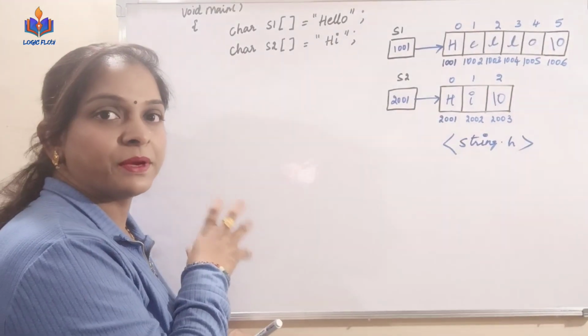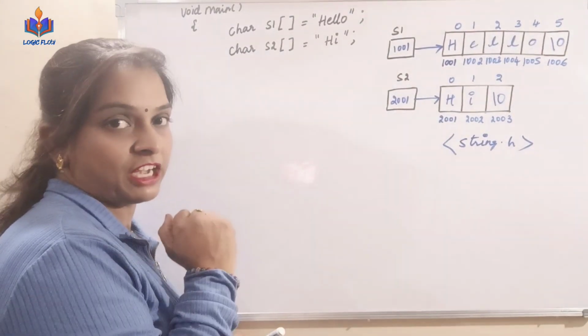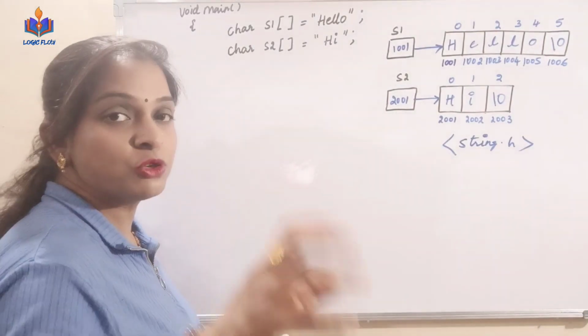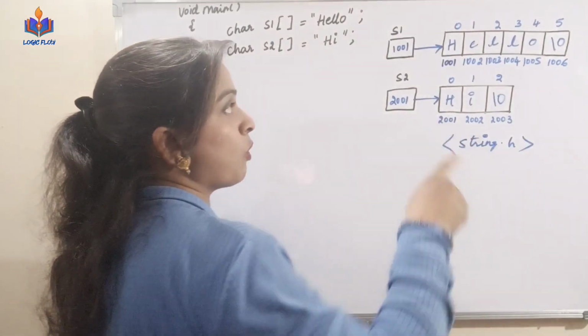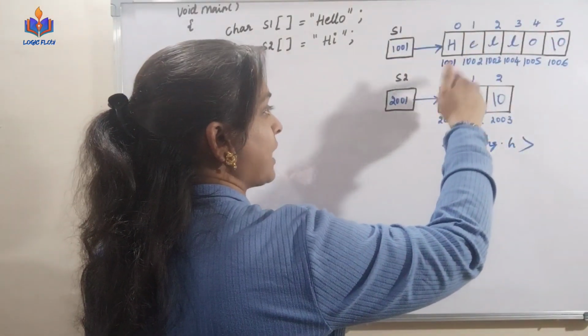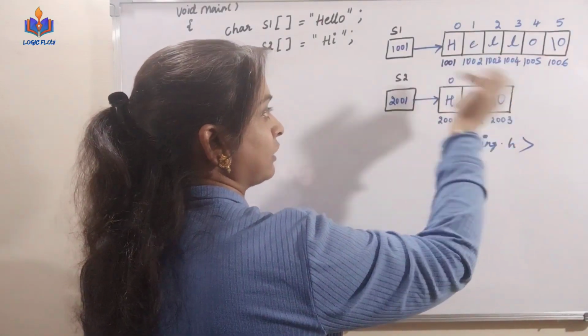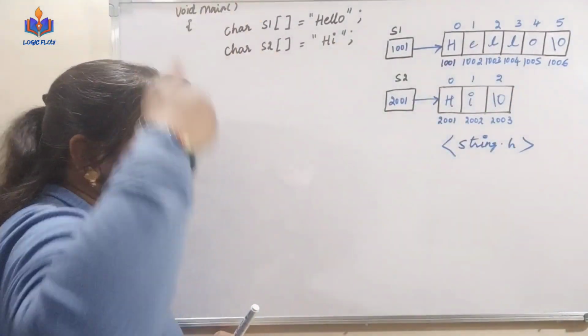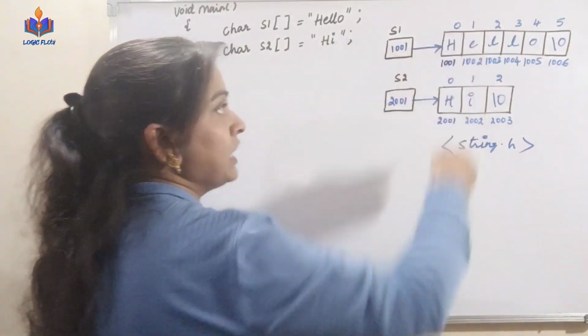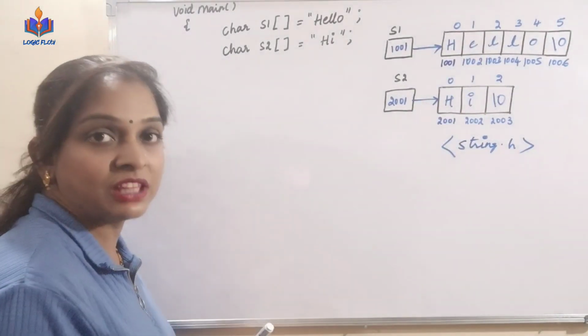So how to compare the strings without using the predefined function? What we need to do is use a loop. That loop should go from the first character to the last of string 1, and again from the first character to the last character, that is the null character, of S2. In that flow, I need to compare each and every character of the first string with the second string.